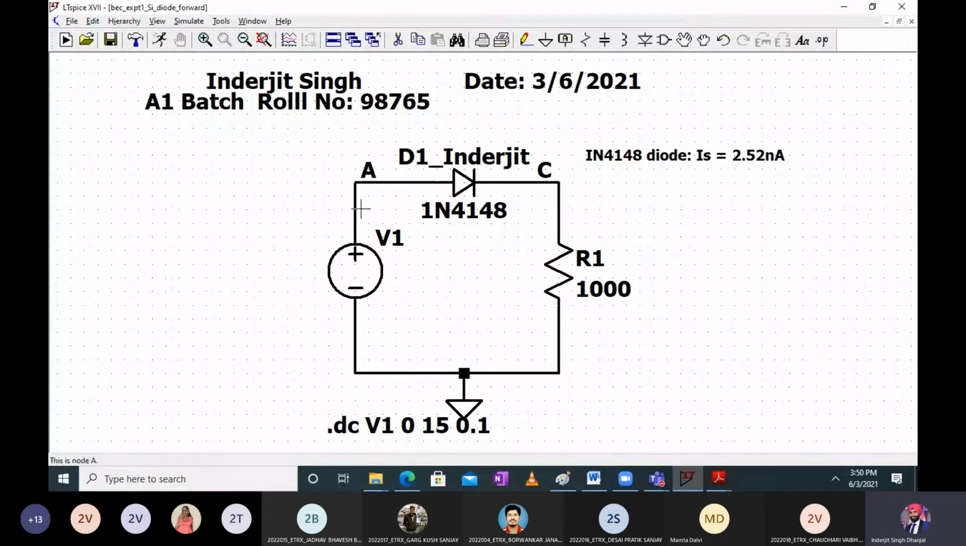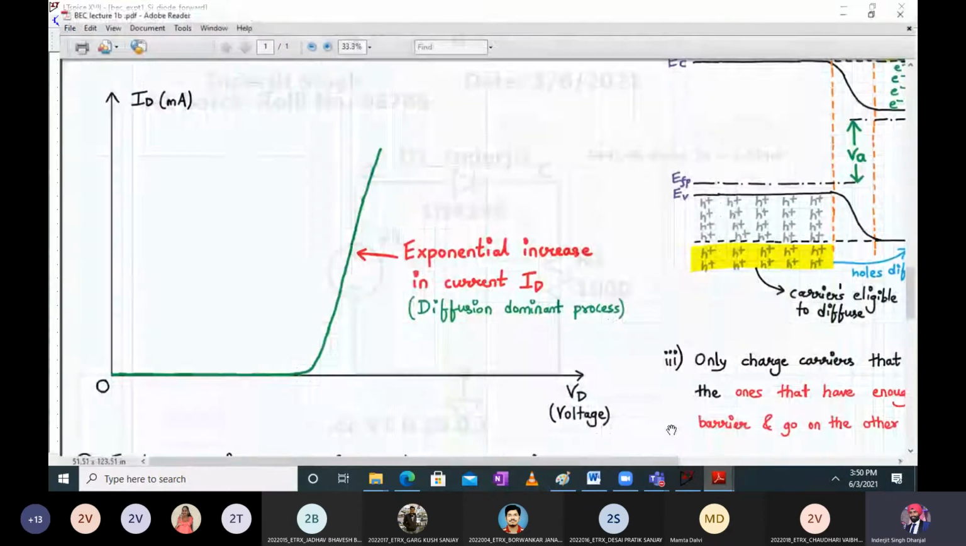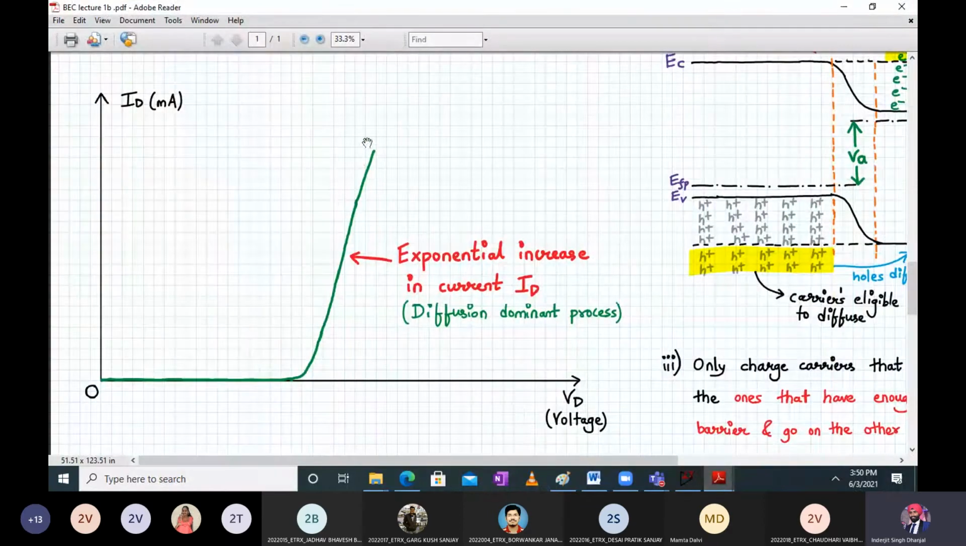Okay, so I guess now everyone is ready. Now we are ready to plot the diode voltage. So finally, we want something like this. Exponential is not visible, right? Diode voltage should be exponential in nature. That's what we have studied in the theory, correct? So ID should be in milliamperes. This is the diode voltage. So let me plot now.